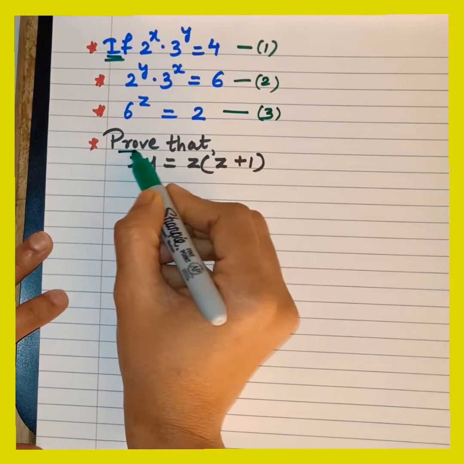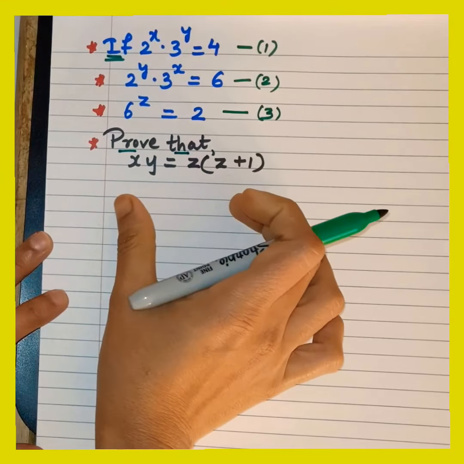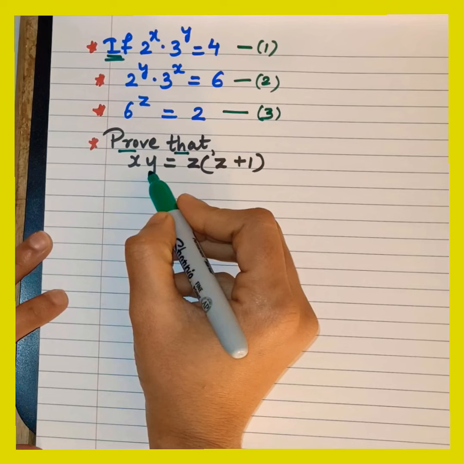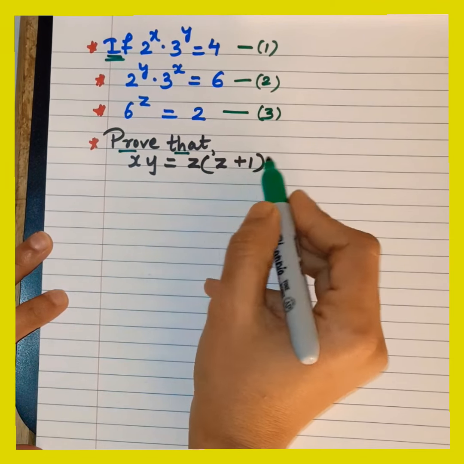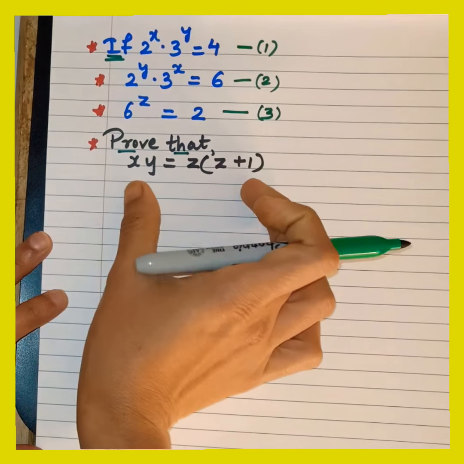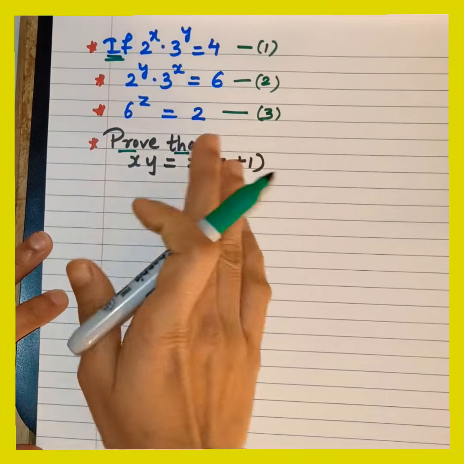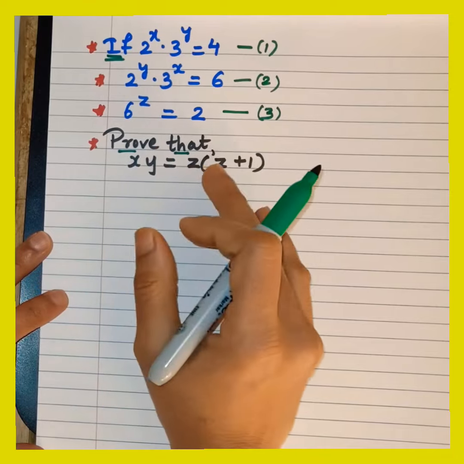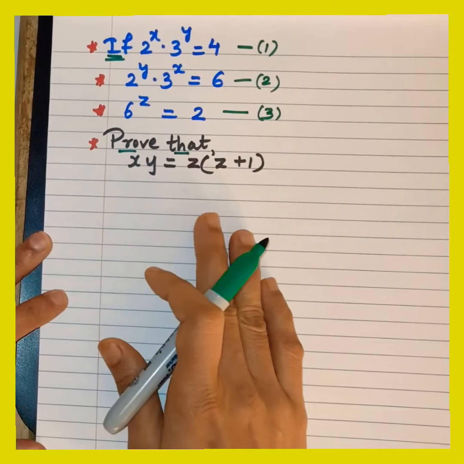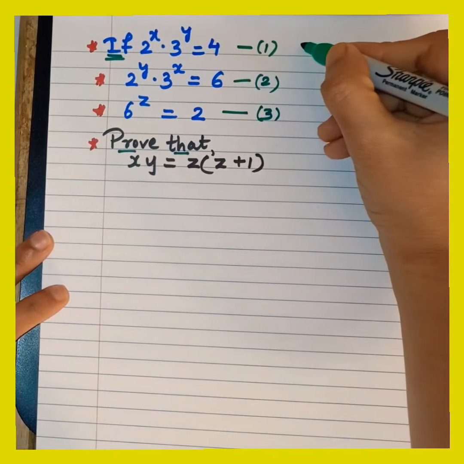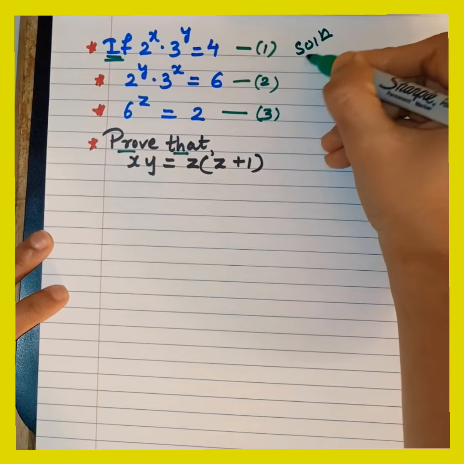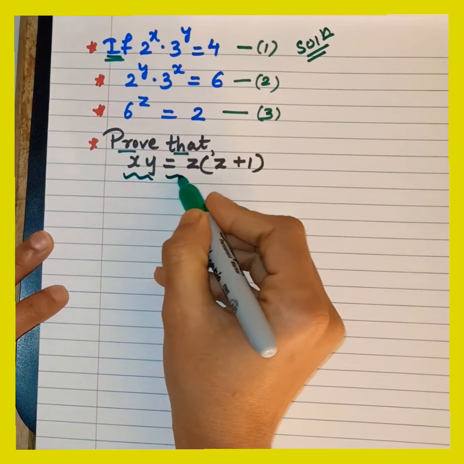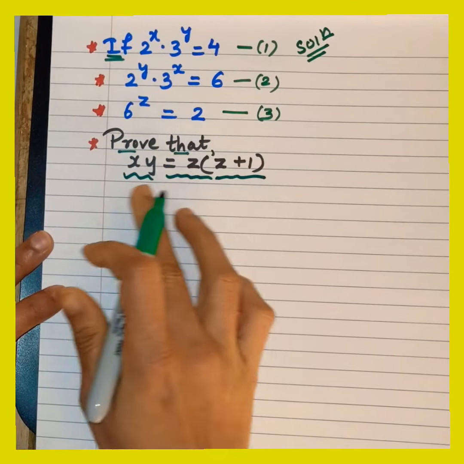Now this is a prove-that type of question. We need to prove that x · y = z(z + 1). So this we need to prove, and these are the three equations which are given to us. Now this is a question from advanced algebra. So let us see how we will solve this type of interesting question. So moving ahead with the solution part. So let's see how we will prove this part: x · y = z(z + 1). So this we need to prove.